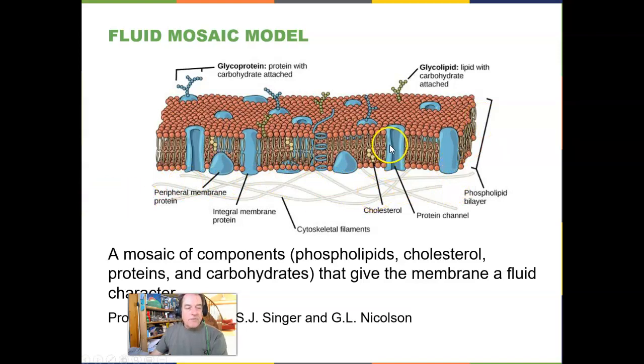On top of the phospholipid bilayer itself, in the case of animal cells, we'll have cholesterol molecules. You will not find these in plants or bacterial cells. So this is a diagnostic feature for animal cells. Cholesterol is an animal lipid molecule.